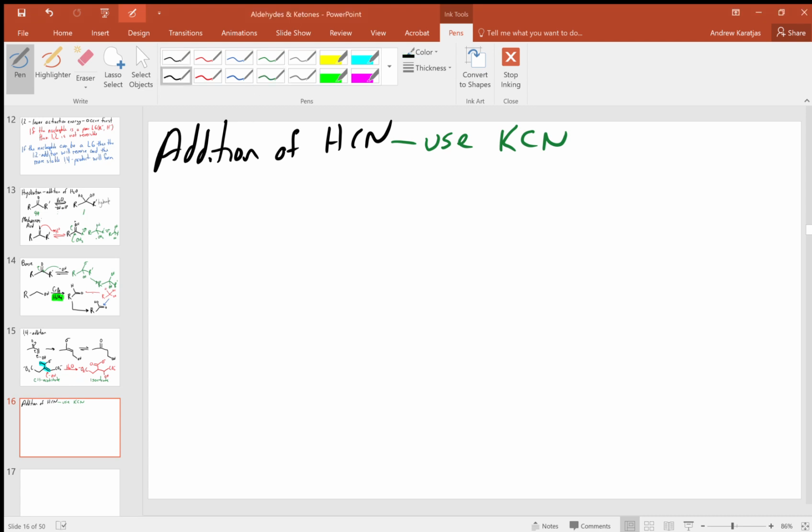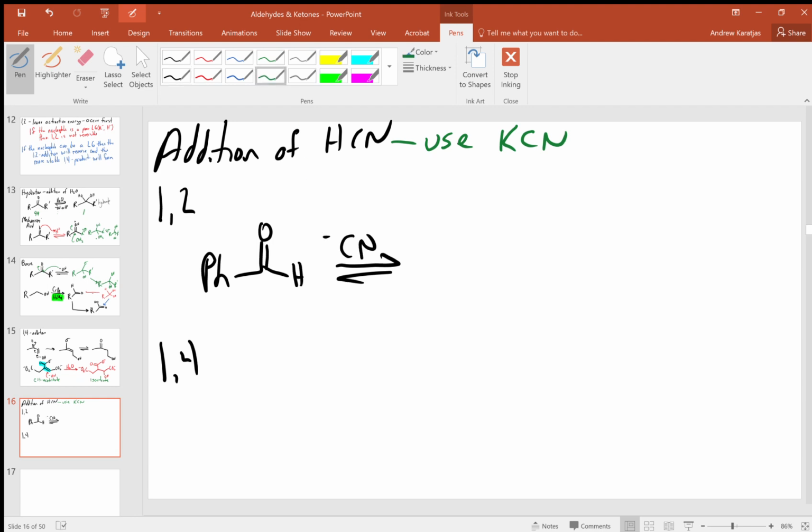This reaction can take place both 1,2 and 1,4. It turns out that CN is a good enough leaving group to be reversible. The 1,2 looks like this. It's the exact same mechanism as adding water, just a different nucleophile.